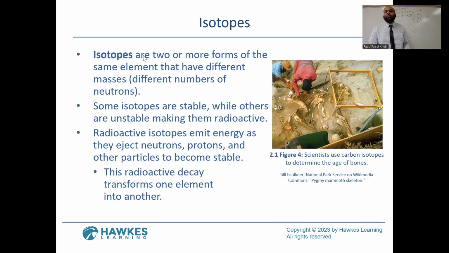Isotopes are two or more forms of the same element that have different mass numbers. Sometimes isotopes are stable while others are unstable, making them radioactive. Radioactive isotopes emit energy as they eject neutrons, protons, and other particles to become stable. This radioactive decay transforms one element into another.